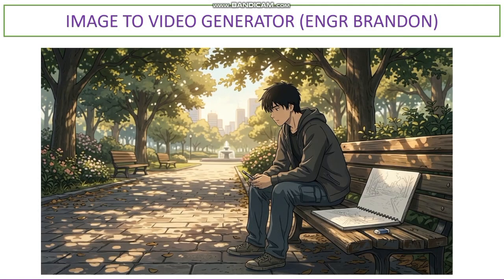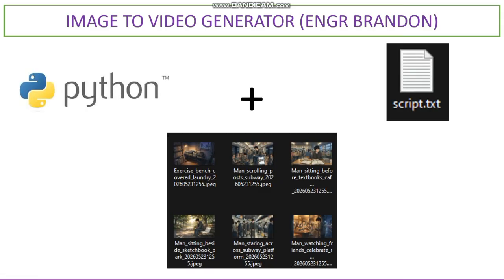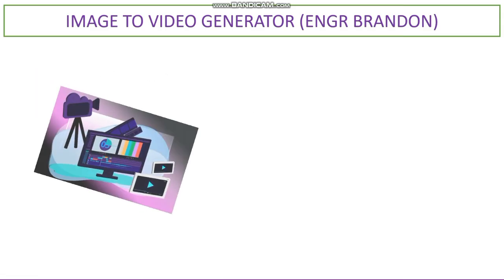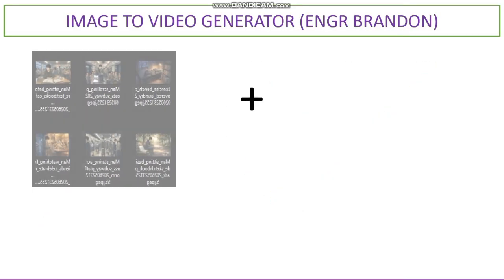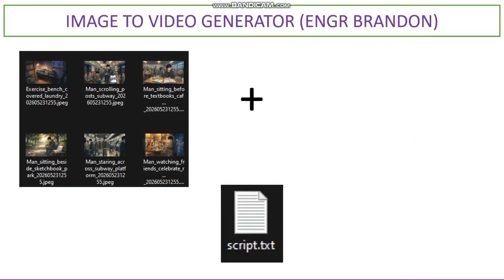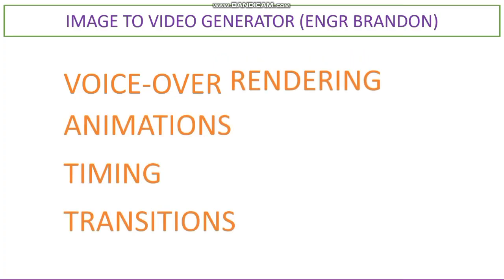A few weeks ago, I had a crazy idea. What if I could build a fully automated AI video generator using only Python, images, and a script file? Not a complicated editing workflow, not dragging clips manually into Premiere Pro for hours. I mean a real system. Drop images into a folder, write a script, run one Python file, and automatically generate a complete cinematic video with voiceover, animations, timing, transitions, and final rendering.